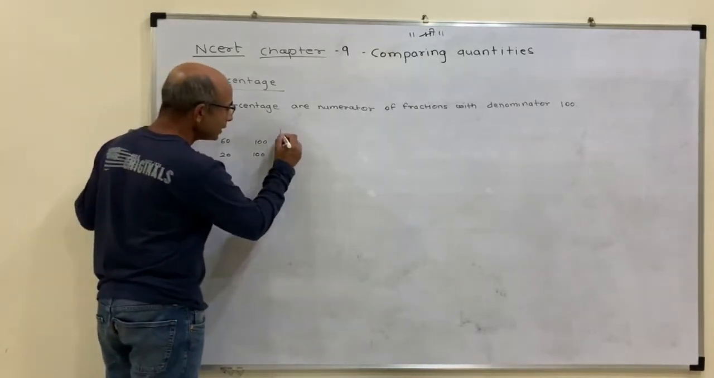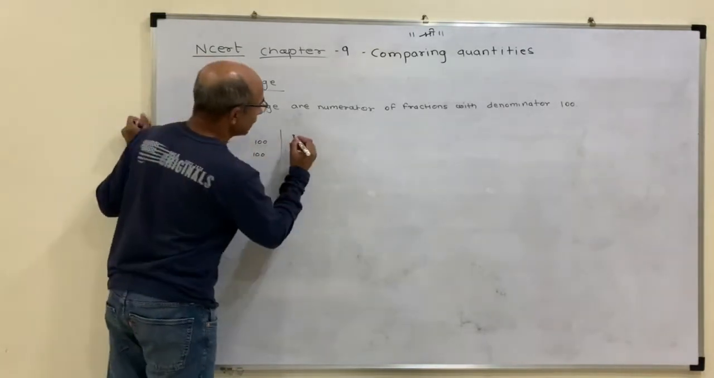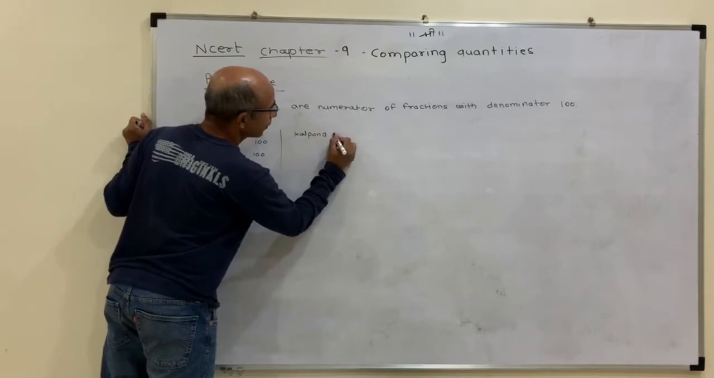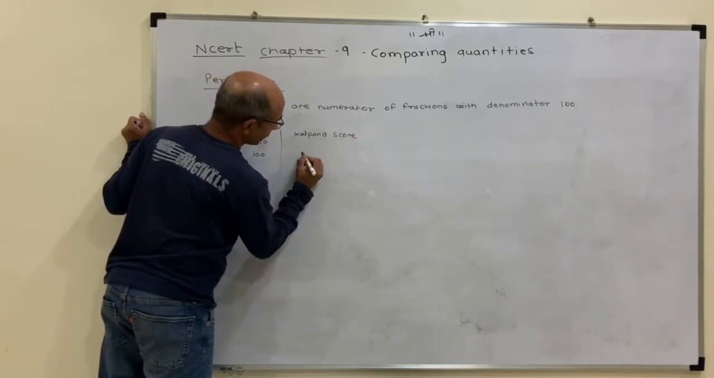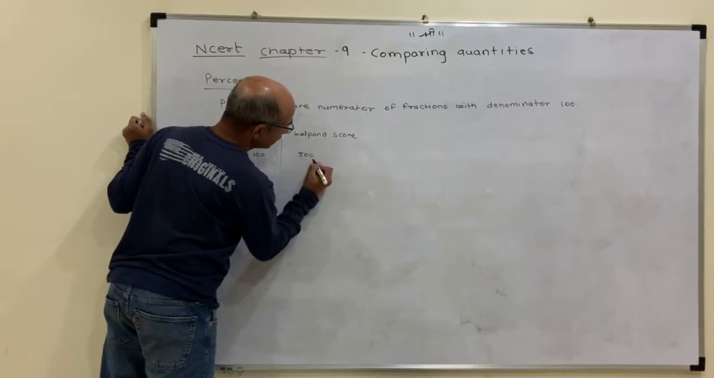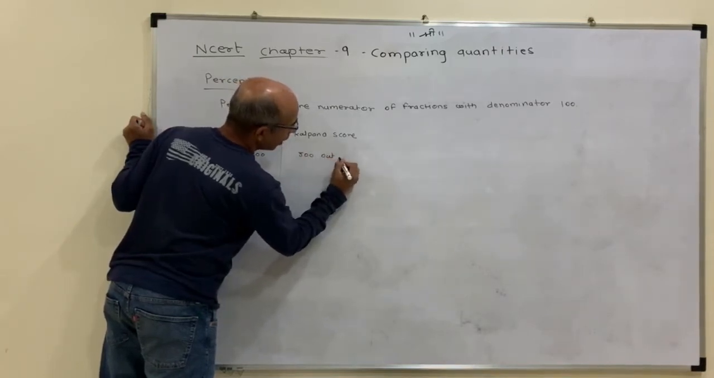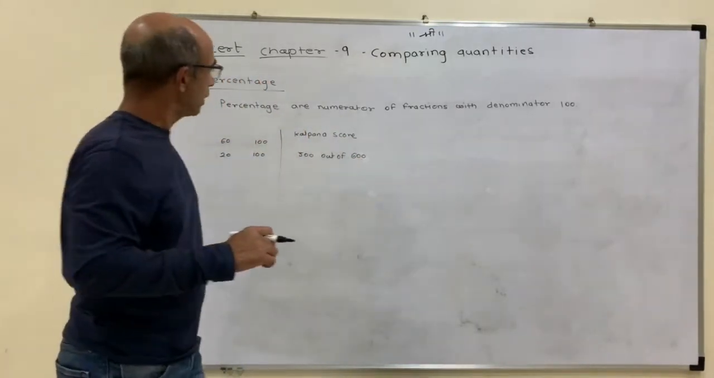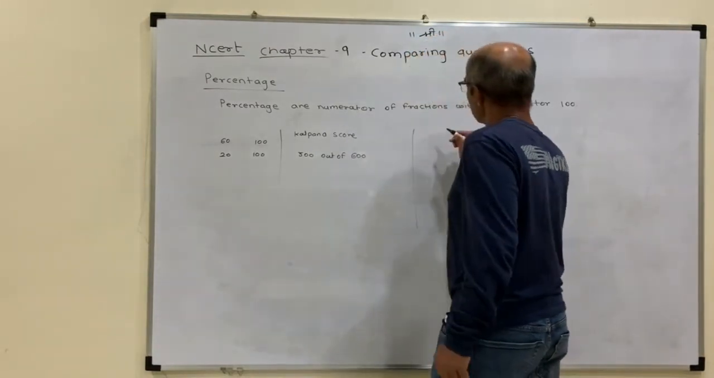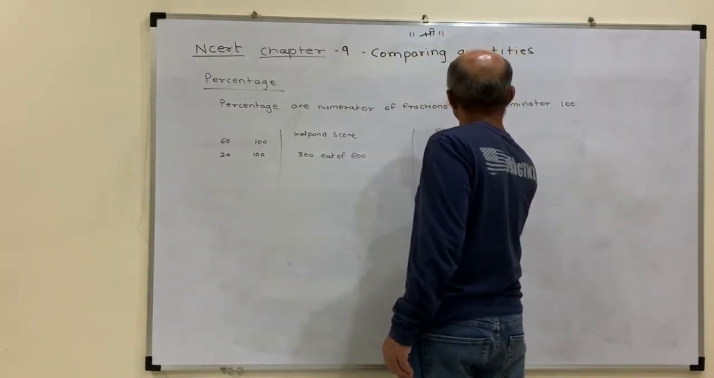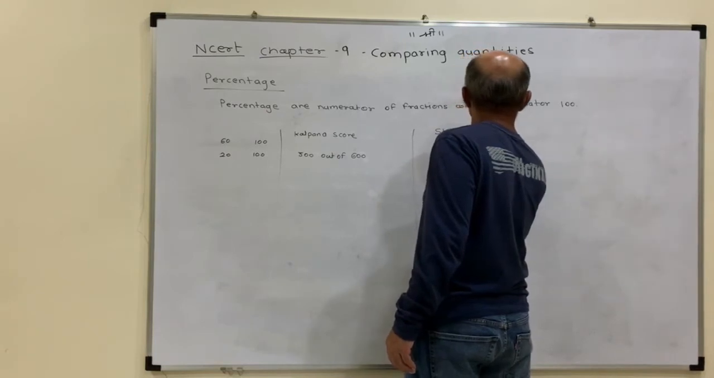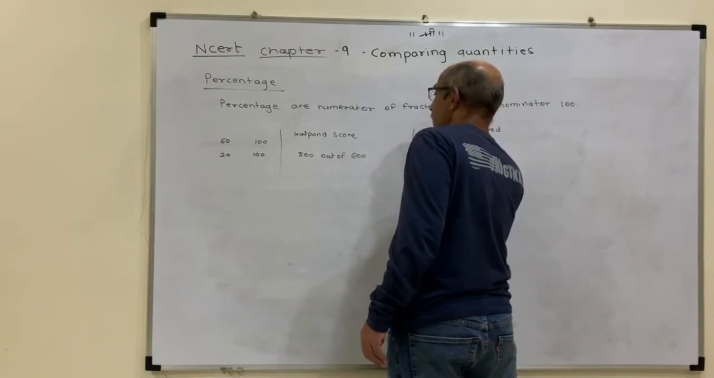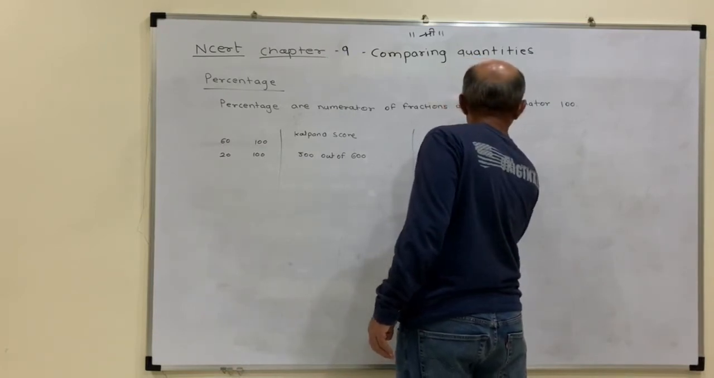So now, why is percentage used? Suppose let's consider an example. Kalpana scored 300 out of 600 in one exam, and then her sister Sheila scored 200 out of 300.